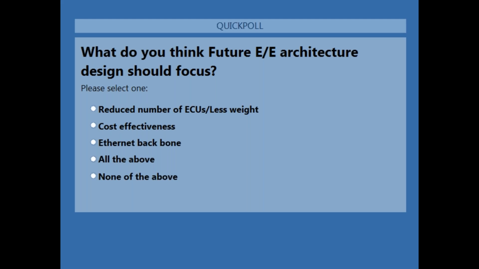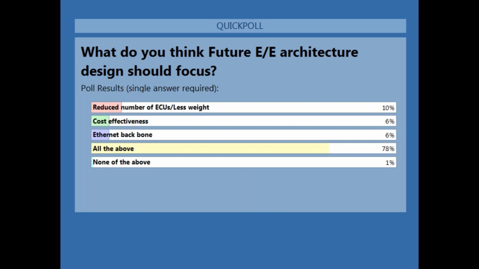Okay, I'm closing the poll and sharing the results on the screen. 10% think reduced number of ECUs or less weight, 6% cost effectiveness, again 6% Ethernet backbone, 78% think all of the above, and 1% none of the above. Thank you, and over to you again, Hari. Yeah, thanks, Devanshi. Okay.